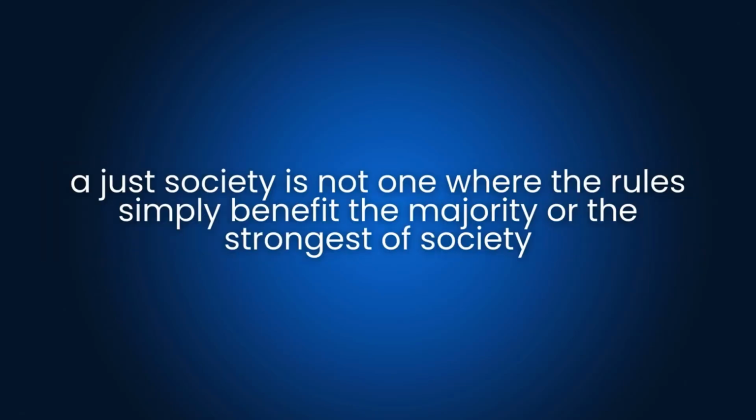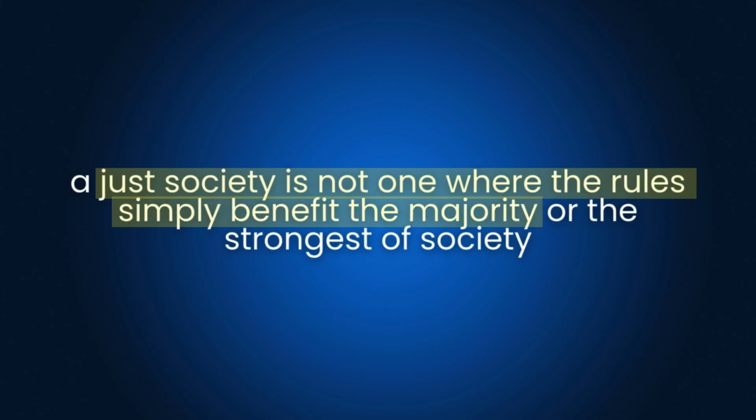Rawls argues that a just society is not one where the rules simply benefit the majority or the strongest of society. Essentially, he's directly criticizing Bentham and utilitarianism, which suggests that a society must do what does the greatest good for the greatest number. You can check out my full explainer on utilitarianism by clicking on the link which is on the pop-out up here, or by clicking on the link which is on the description below.